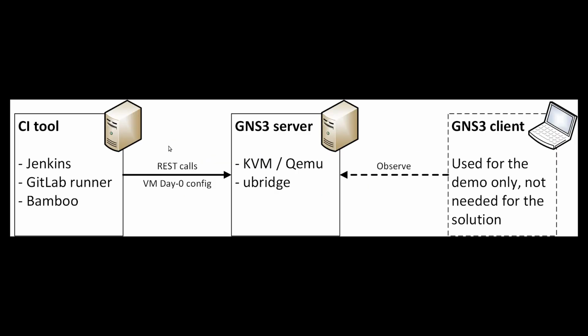First, let's take a look at the topology, which is really simple. We have the GNS3 server. This is responsible for running the virtual network devices using KVM, as well as connecting those devices together using a tool called ubridge. The GNS3 server is controlled by a Python script running on a CI tool, which can be Jenkins, GitLab, or any other software.